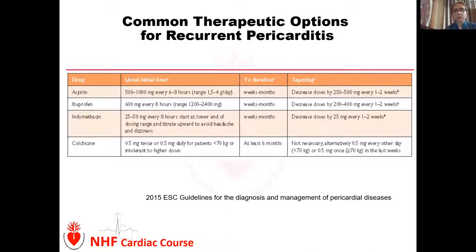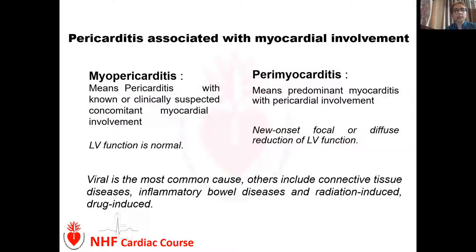This is the summary in short of dose and duration and tapering. Now, sometimes pericarditis may be associated with myocardial involvement. There are two terms when myocardium is involved: one is myopericarditis, another one is perimyocarditis. Myopericarditis means that pericarditis is predominant with concomitant myocardial involvement.